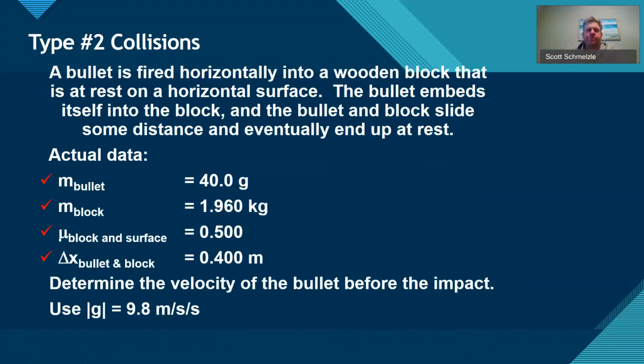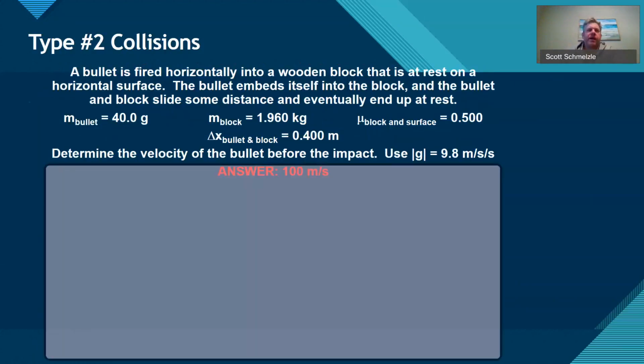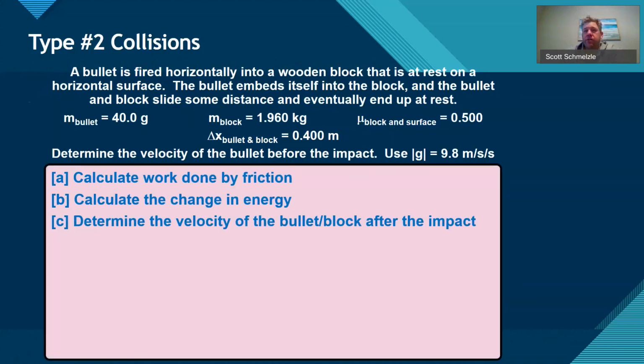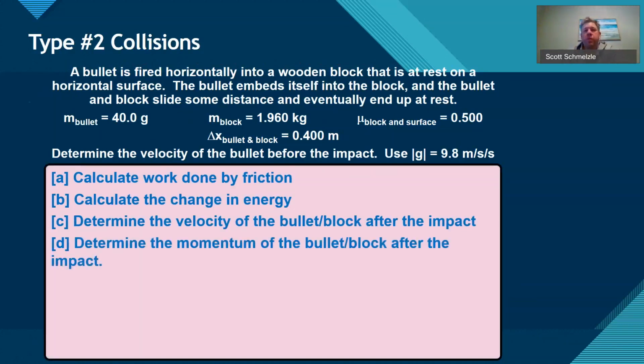All right. So as I saw it, here were kind of my thoughts. First and foremost, we're going to calculate the work done by friction. That's the first thing that we have to be able to do, is figure that out. Once we know the work done by friction, we can then calculate the change in kinetic energy, all right? We can then determine the velocity of the bullet and block after the impact. Then we can get to the momentum of the bullet and block after the impact.